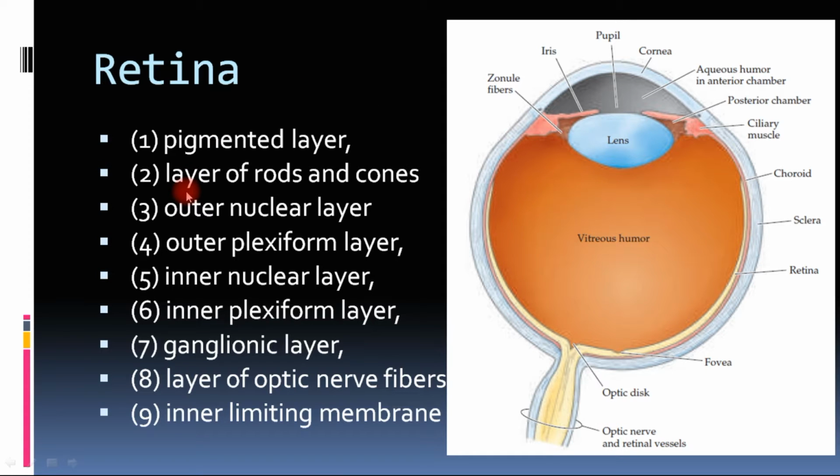One most important thing to see in this diagram is that the layers are arranged in a certain order. The pigmented layer will be the outermost layer. What do we call the outermost layer? It is the one which is present outside. The innermost layer will be the one on which the light falls first. So this is the inner aspect of the retina, and the outside one, which is here, is the outermost aspect, the pigmented layer.